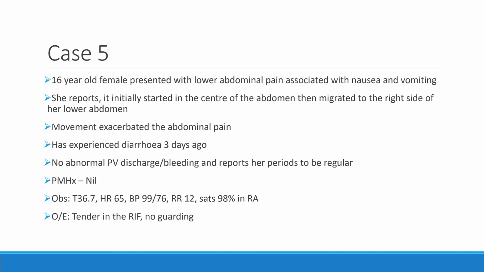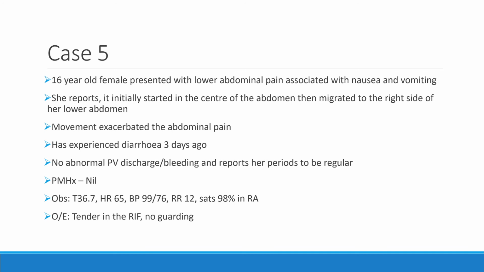Next case is a 16-year-old female who came in with lower abdominal pain associated with nausea and vomiting. She reports that it started in the center of the abdomen and moved to the right side, and this pain is exacerbated by movement. She's had some diarrhea 3 days ago, but no abnormal PV discharge or bleeding, and reports that her periods are regular, no past medical history. Obs-wise, she seems stable, slightly hypotensive, but it's common in young females. You tend to get them to have lower blood pressure, but always check with the patient.